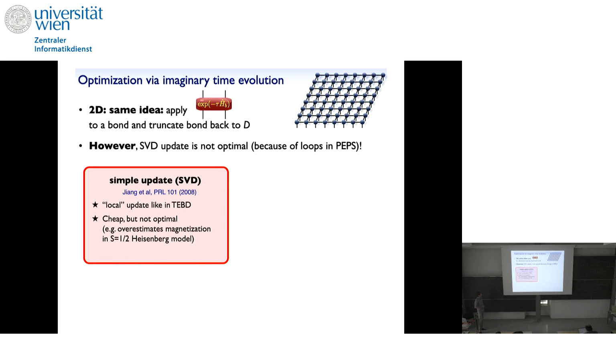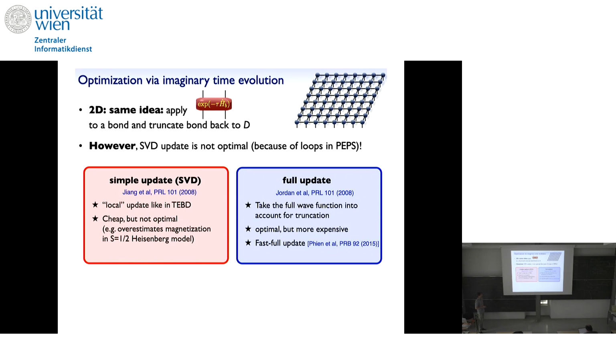So it's local and really works like iTEBD in one dimension. But then it also has limitations, so often you would see that order parameters get overestimated using this approach. So if you want a more accurate truncation, one can use the full update method, which takes the full wave function into account when you do a local truncation. So this is optimal for local truncation, but also more expensive because you need to do a full contraction of your 2D tensor network. And there's also the fast full update, which is based on recycling as much as possible from the previous environment to speed up the calculation.